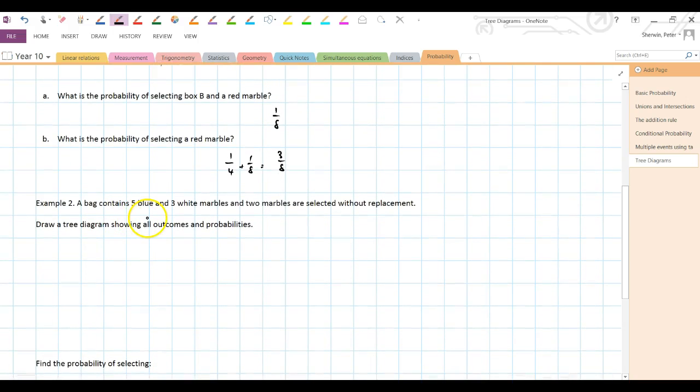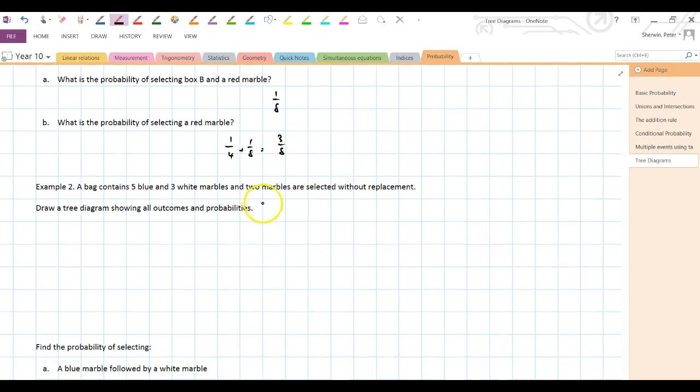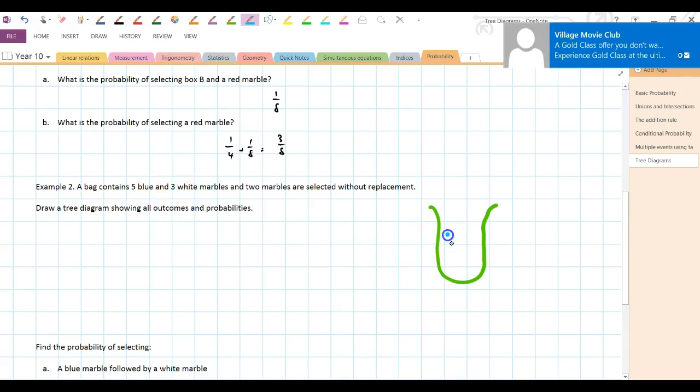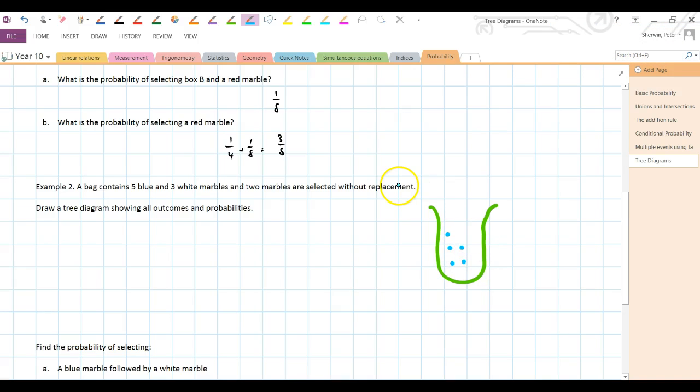A bag contains 5 blue and 3 white marbles, and 2 marbles are selected without replacement. So let's get the trusty bag out here. We've got 5 blue and 3 white. 5 blue, 1, 2, 3, 4, 5, and 3 white. It's pretty hard to get a white marble drawn on here, so we'll get 3 white.